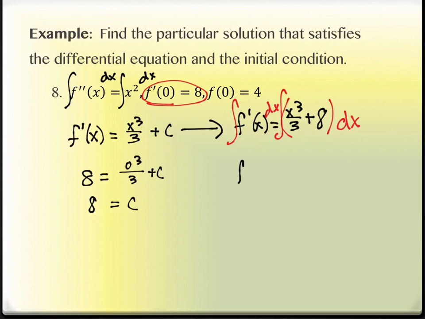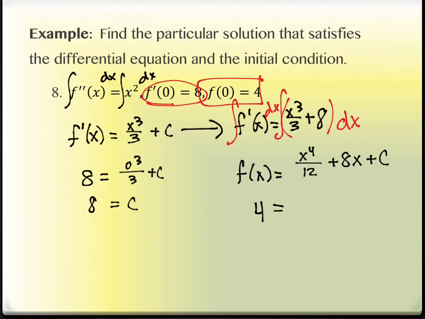On the left, I will get f of x. On the right, x cubed becomes x to the 4th. I'm going to divide by 4, but I've already divided by 3, so 4 times 3 is 12. There's a 4 times 3 in that denominator now. The 8 will become 8x, and then I have plus c. The last piece I was given was that f of 0 is 4. So I put 4 in on the left, I put 0 in on the right.